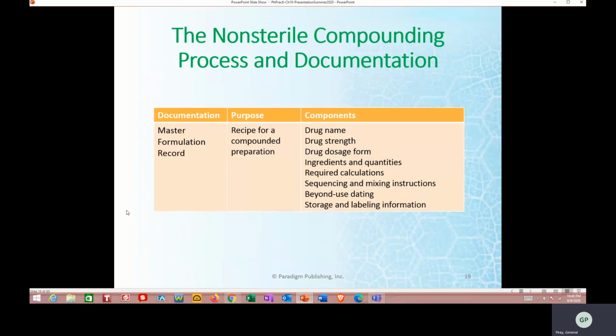The non-sterile compounding process and documentation. You have what is called a master formulation record. These have to stay in the pharmacy. Basically, it outlines everything about that compound: the drug name, the drug strength, the drug dosage form, the ingredients and quantities that you use. If it required calculations, you have to put what calculations were used. It has a section for the step-by-step process you use to compound. You have to have the beyond use dating or expiration date, and the storage and label information. So it's called the master formulation record. It's just a sheet of paper with all that information that the pharmacy has to keep on file.